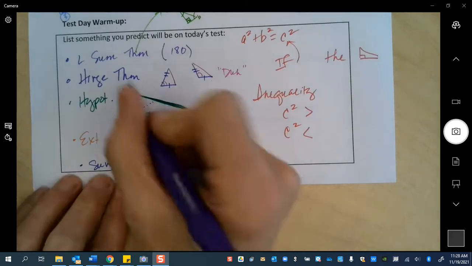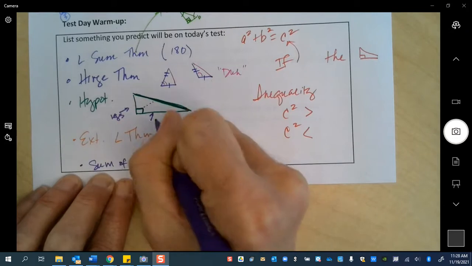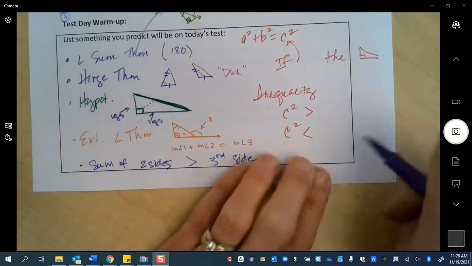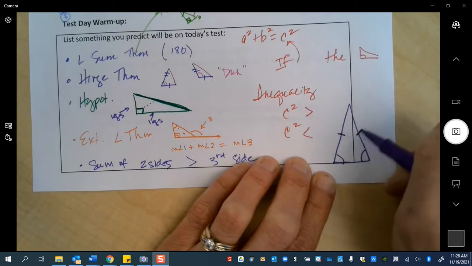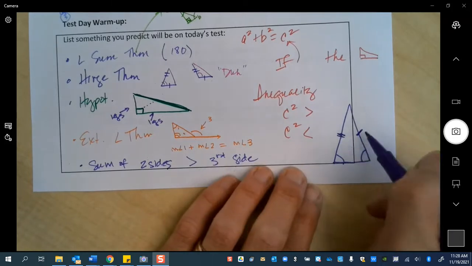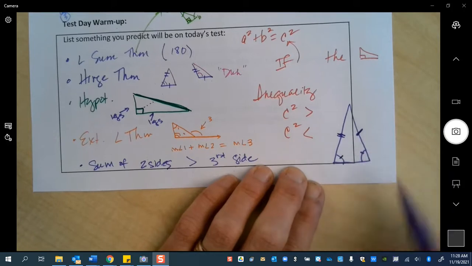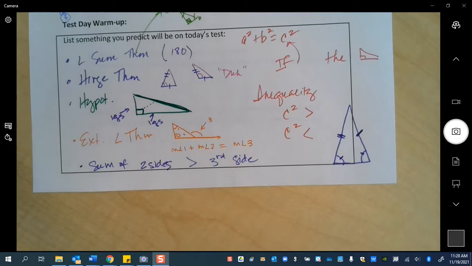Okay, when we're talking about the hypotenuse, we can also talk about the idea of these legs. What about our isosceles base angle theorem? What does this one say, Hansel? What's it say? Yeah, if these two sides are congruent, then these two angles are congruent. If these two angles are congruent, then the sides are congruent.